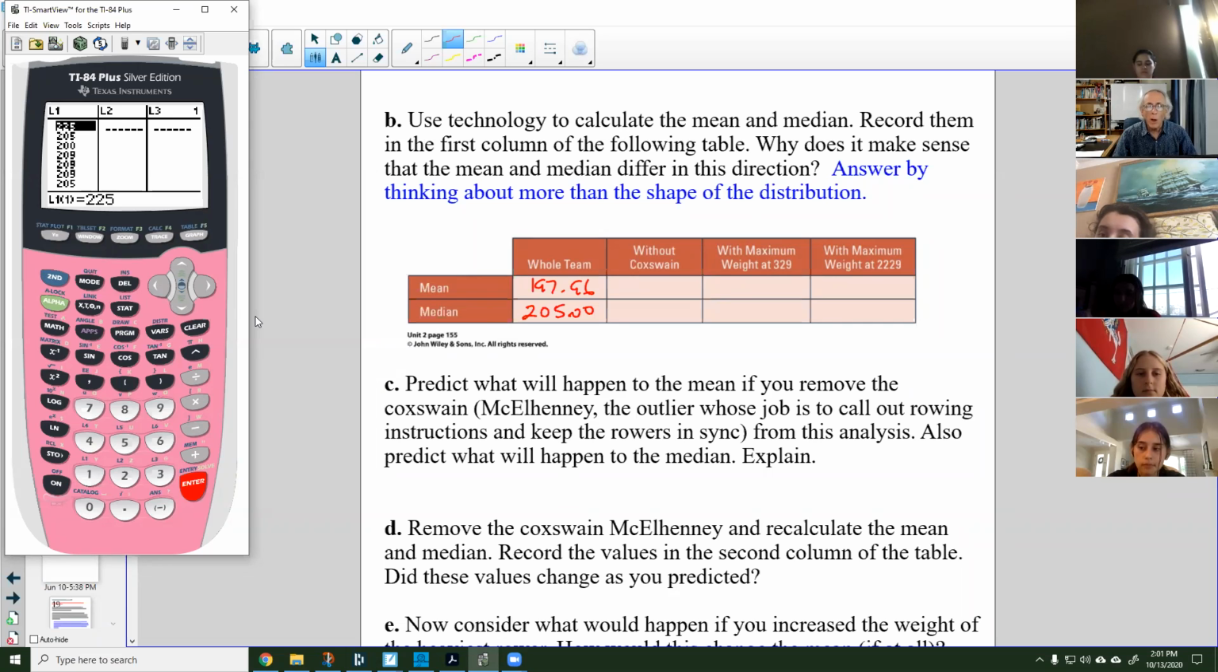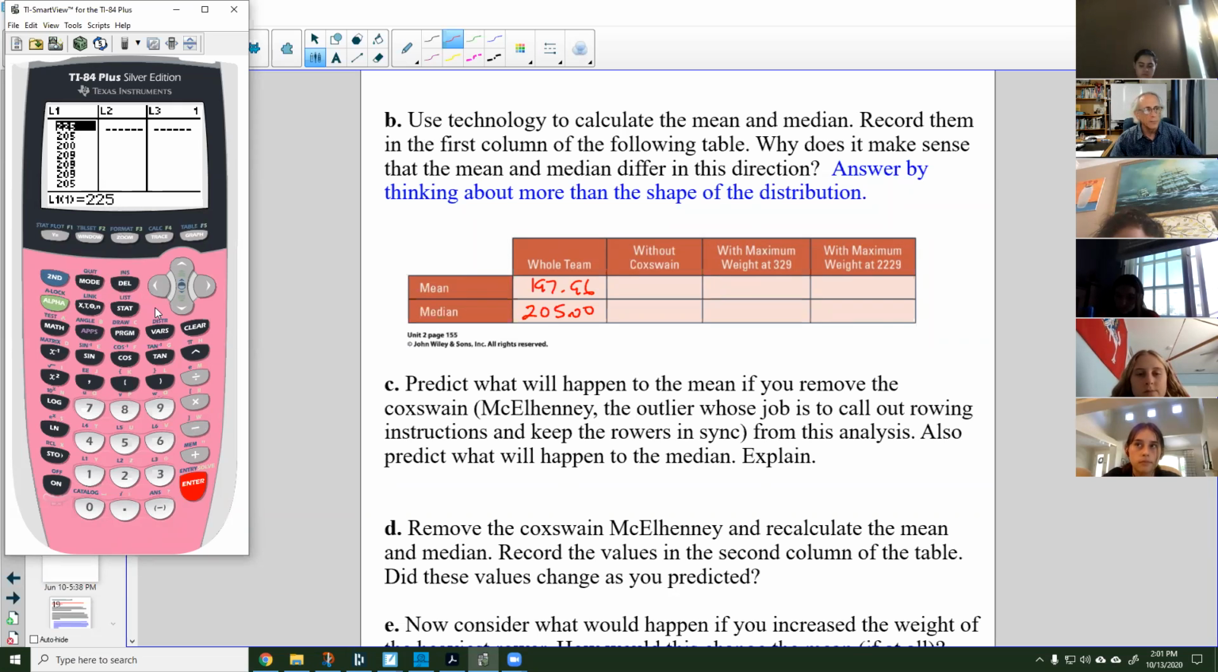So I want to remove the coxswain. There are two things I'm going to do. First of all, I happen to know that his weight is 121, and I could scroll down and find it. But if there were 1,000 data items in this list, that would be very difficult to find. So we're just learning all sorts of things about the calculator here.